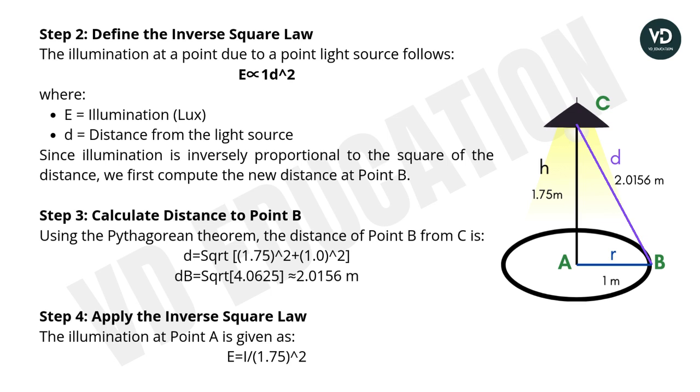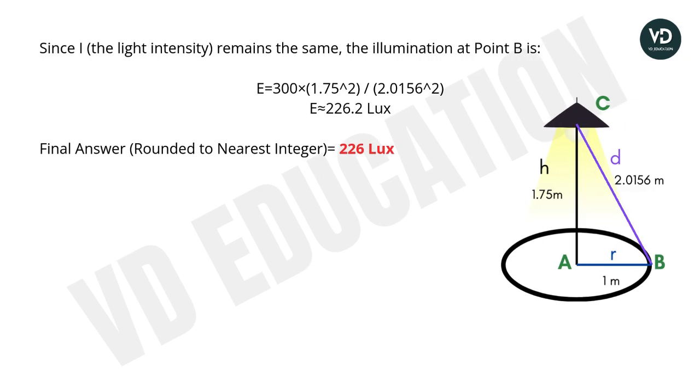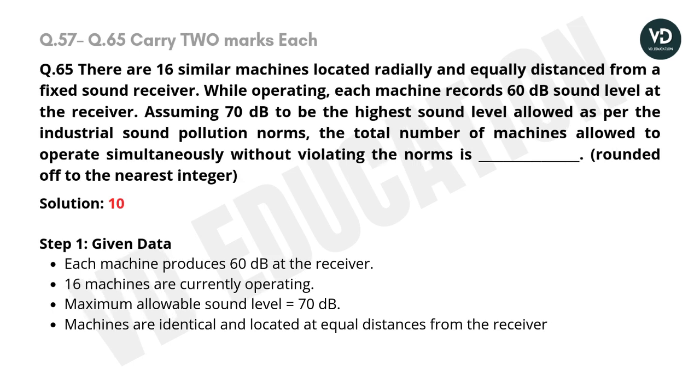Step 3. Calculate the distance to the point B. Using the Pythagoras theorem, the distance of the point B from the point C will be 2.0156 meter. Then step 4. Apply the inverse square law where the illumination at the point A is given as E is equal to I upon 1.75 to the power 2. Since the intensity remains the same, the illumination at the point B is, by this equation, the answer will be 226.2 lux.